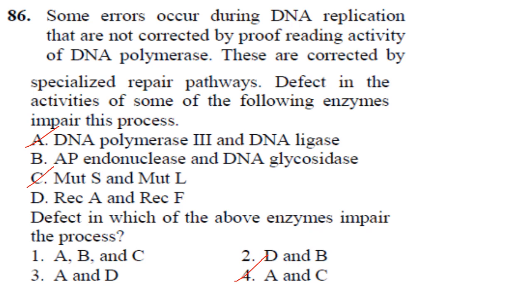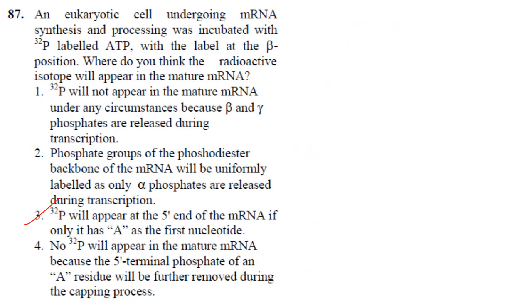So DNA polymerase 3 and DNA ligase are involved in mismatch repair. MutS and MutL are also involved in mismatch repair. So the answer here is option 4. Both A and C is the correct answer.